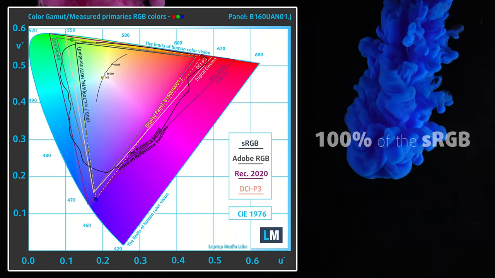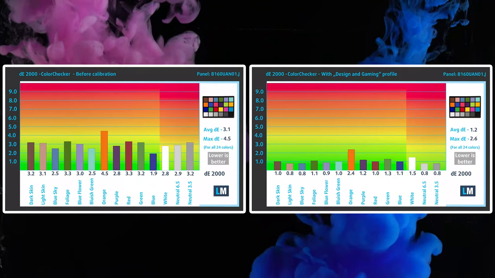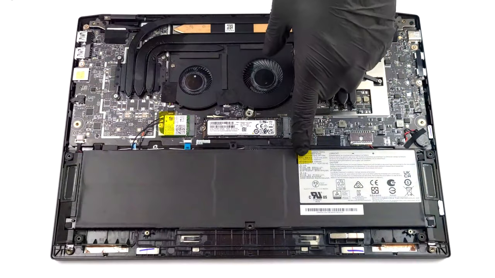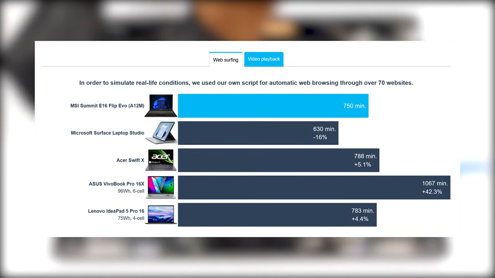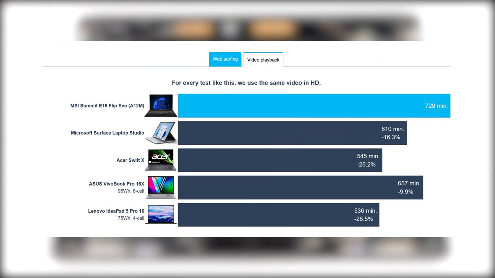Otherwise, the panel has 100% sRGB coverage and reaches a delta E value of 1.2 with our design and gaming profile. The laptop packs a heavy 82 watt-hours unit which lasts for 12 hours and 30 minutes of web browsing, or 12 hours and 9 minutes of video playback. This is when the laptop is paired with the Core i7-1280P, which is the worst-case scenario.